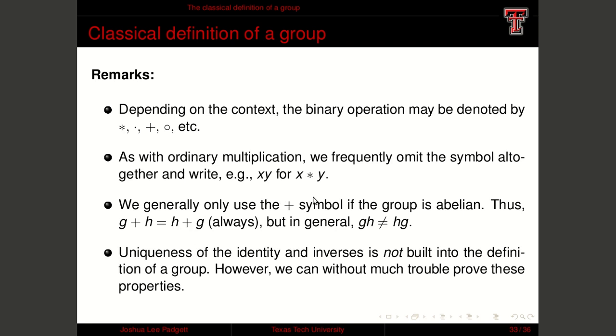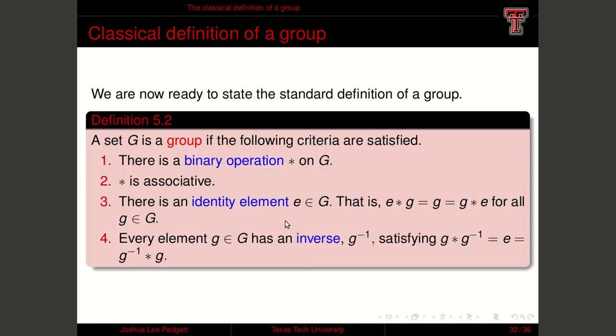The plus symbol is really used to imply that there is commutativity. However, if I'm just juxtaposing, it is not necessarily guaranteed that we have this commutativity. All right. Now, uniqueness of the identity and the inverses is not built into the definition of a group, but you can prove this property. All right. So there is no uniqueness there, right? Nothing in this says that these things are unique, but you can prove it.